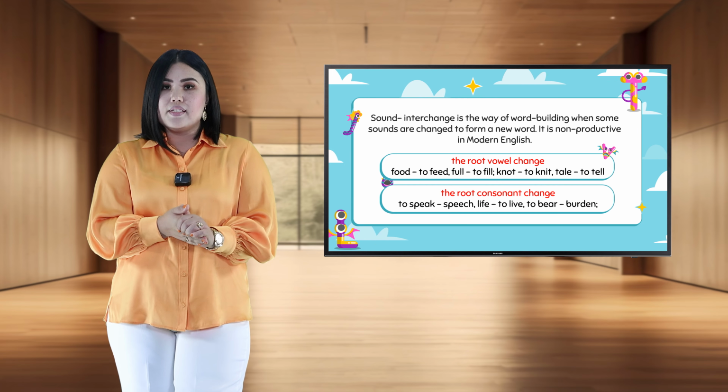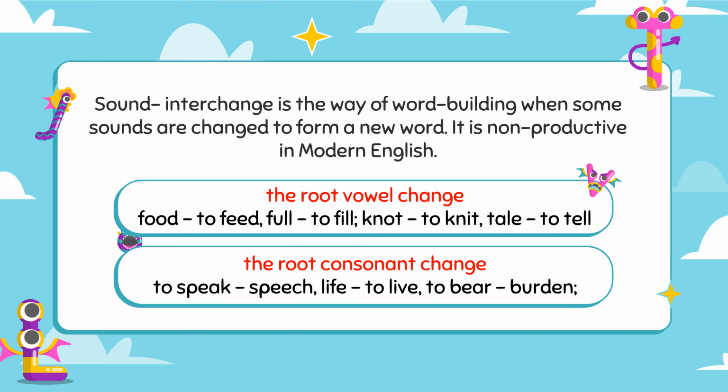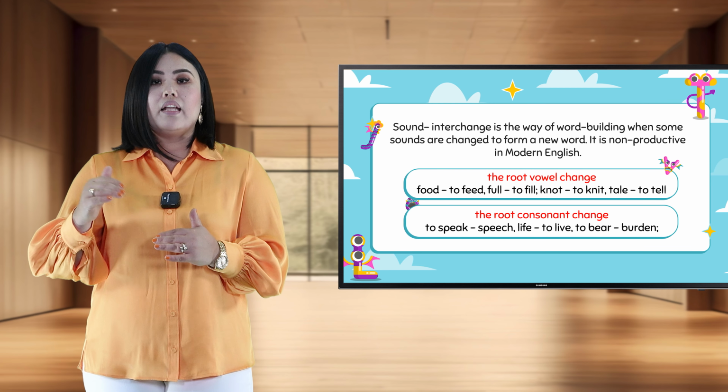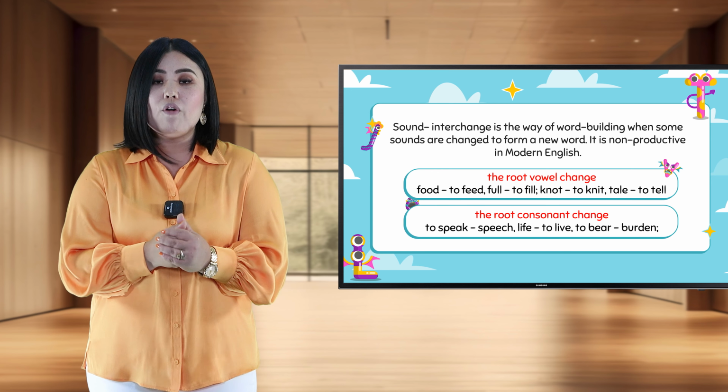Next type is sound interchange. Sound interchange is the formation of a new word due to an alteration in the phonemic composition of the root of a word. We have two types of sound interchange. First one, vowel interchange, for example, full, fill. Second type, consonant interchange, believe and belief.